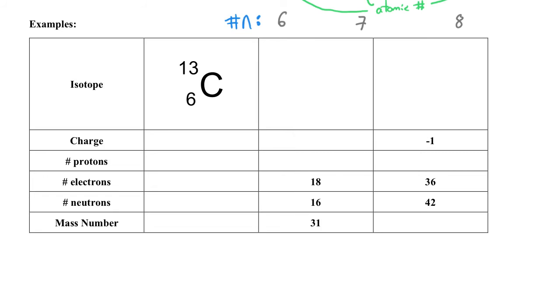Because there's no charge indicated on the symbols, we know that the charge is 0. We have a neutral isotope. The number of protons is given to us from the atomic number, so it's 6. And we know since the charge is 0 that we have the same number of electrons as protons, so also 6. And the number of neutrons, we can find that by subtracting 6 from 13 to give 7. This gives us our mass number of 13. So if you got that right, great job. Let's go and try the next column.